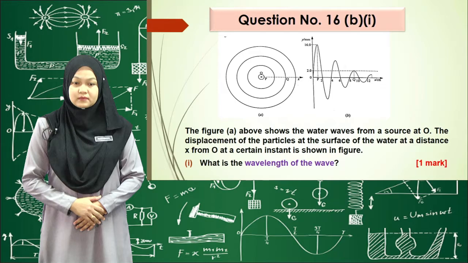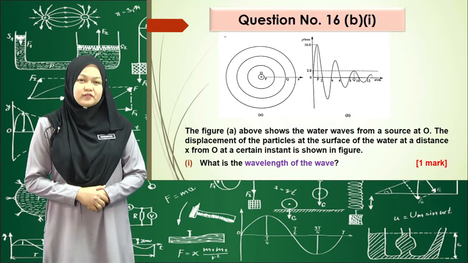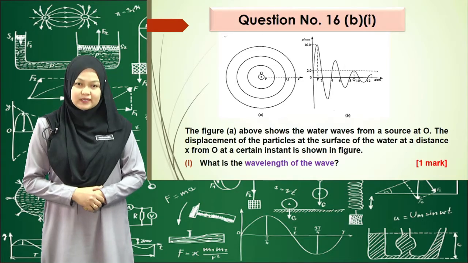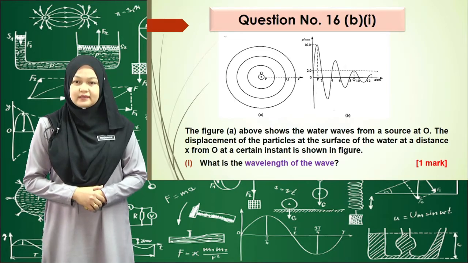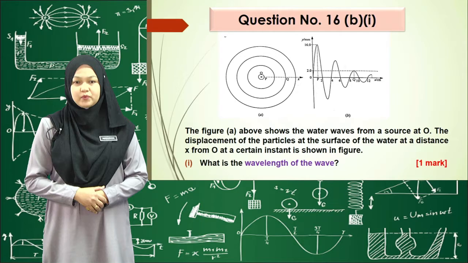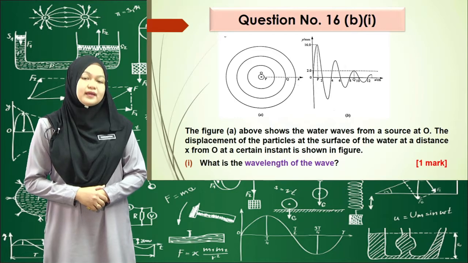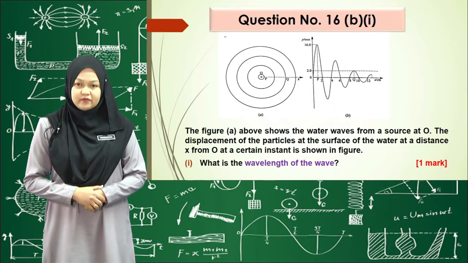Question number 16b1. Figure A above shows the water wave from a source at O. The displacement of the particle at the surface of the water at a distance x from O at a certain instant is shown in the figure. 1. What is the wavelength of the wave?